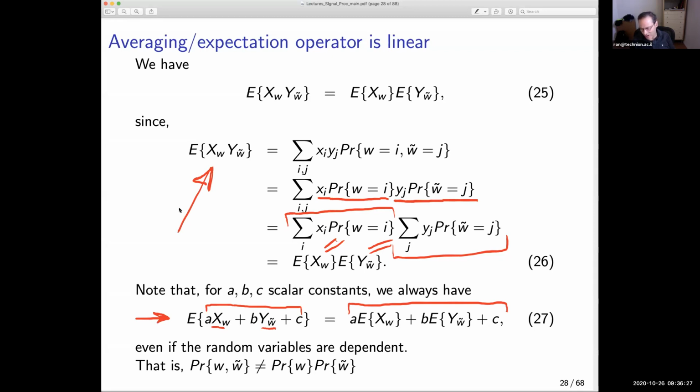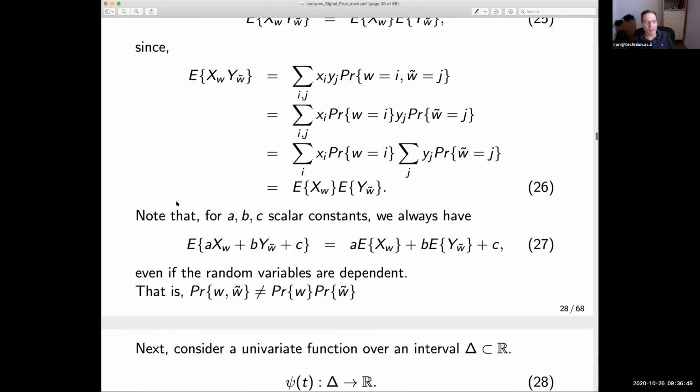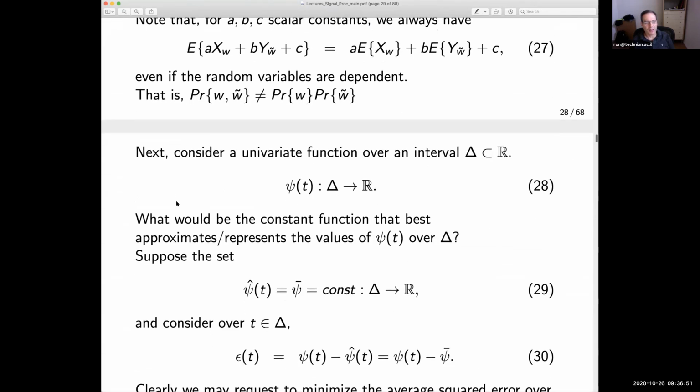But if you just write the definition of the expectation, I mean, you write the probability of both and you sum over the x's, it would kill obviously all the y's. You sum over all the y's, it would kill all the x's, and therefore you can write it as the expectation of each of them separately. So this is averaging over the expectation operator, which is linear.